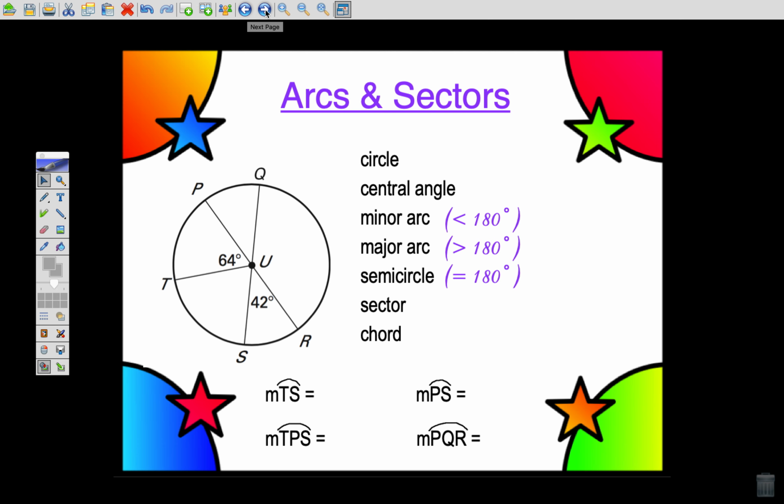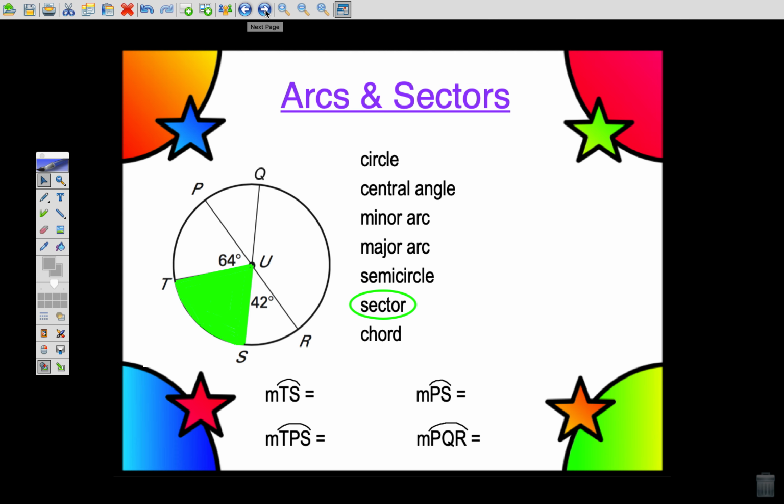We'll talk more about this in just a second, but arcs have measures, which are numbers of degrees, and they also have lengths, like a segment. But as far as their measures go, if it's less than 180, we call it minor. If it's more than 180, we call it major. And if it's exactly 180, we call it a semicircle.